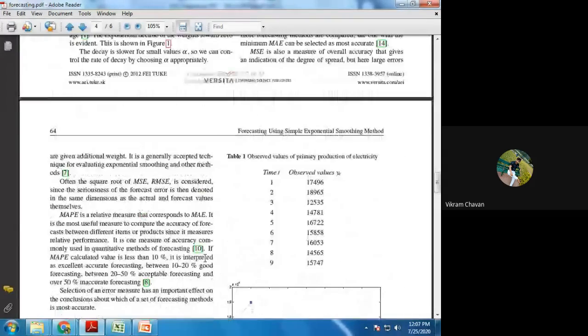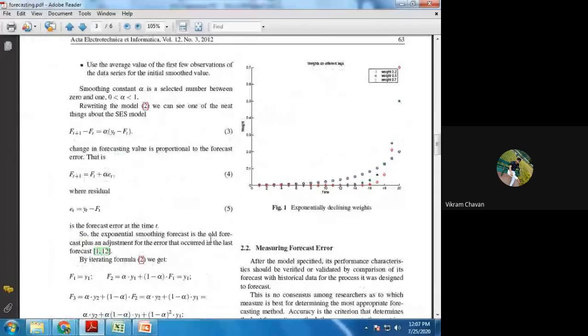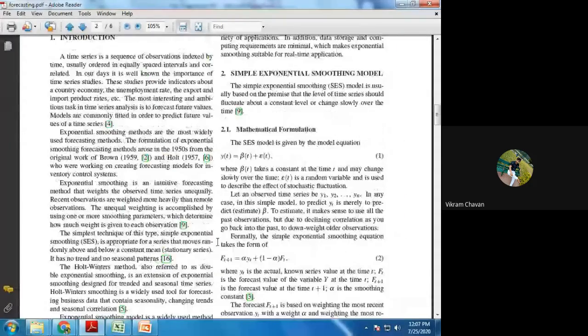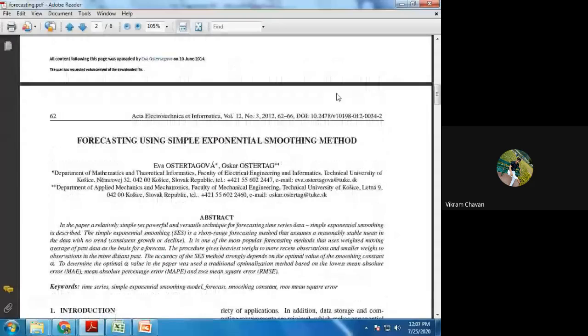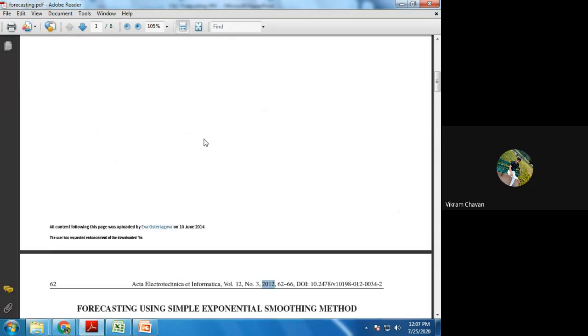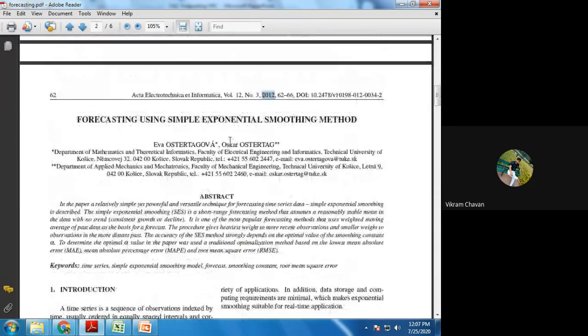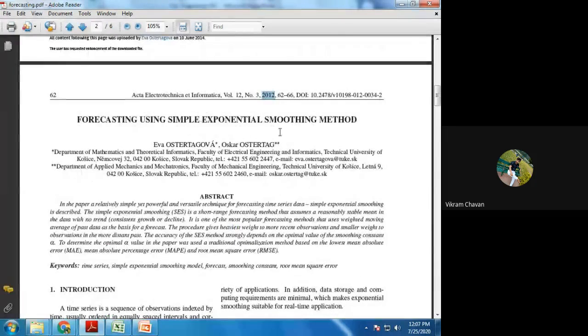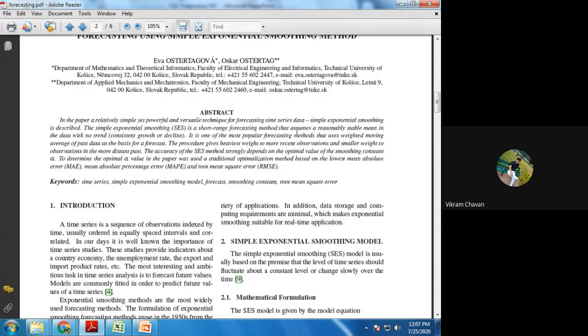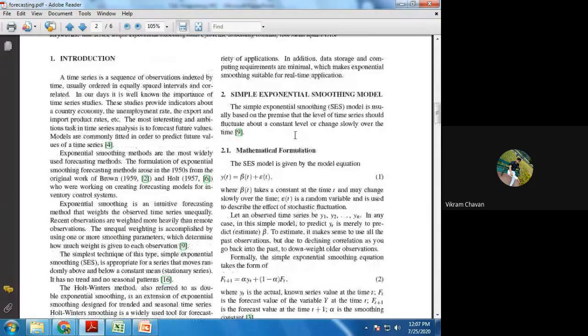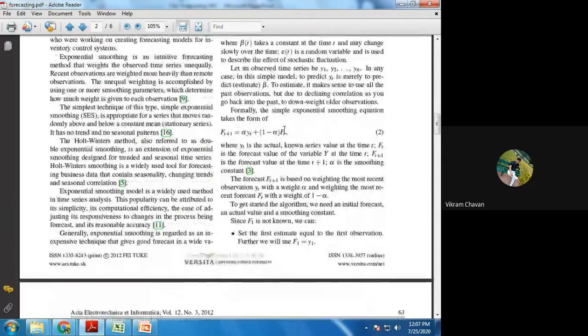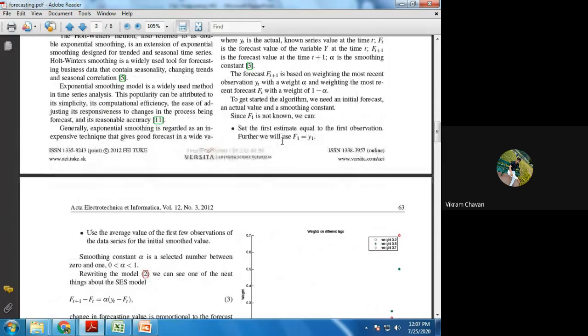In this manner, they have calculated, and we are learning these points. So we come to know how we can generate papers on such methodologies. This paper was published in 2012. I downloaded this by simply searching for papers on the simple exponential smoothing method, and I got this paper for you. You will get different kinds of papers, and you can enhance your knowledge on that basis.